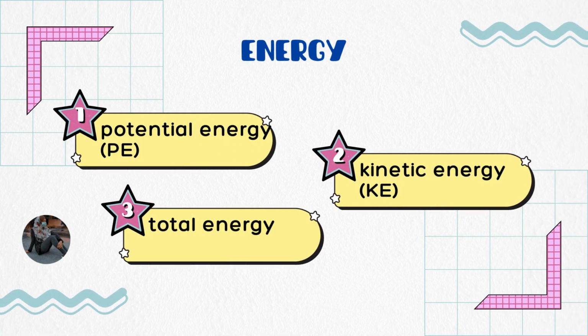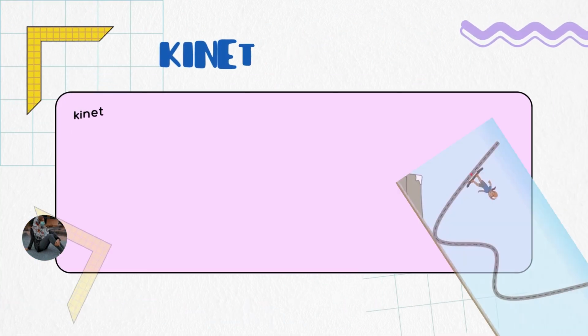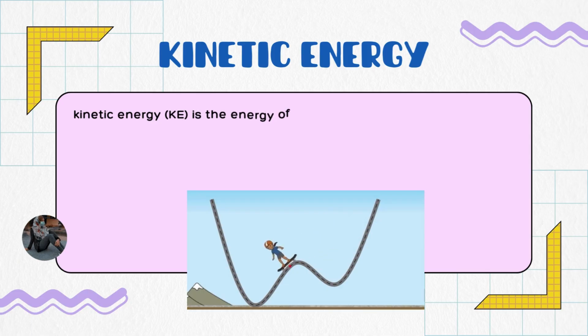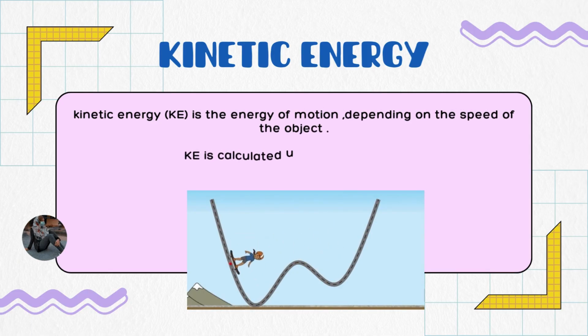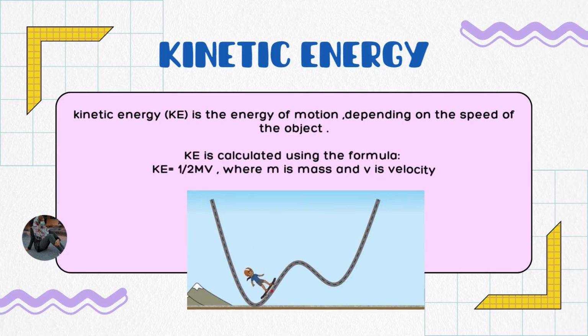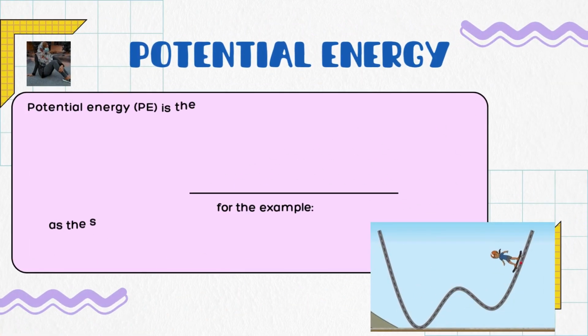Energy has three forms. The first is potential energy, the second is kinetic energy, and the last is total energy. Kinetic energy is the energy of motion, depending on the speed of the object. The formula is KE = 1/2 mv², where m is mass and v is velocity.